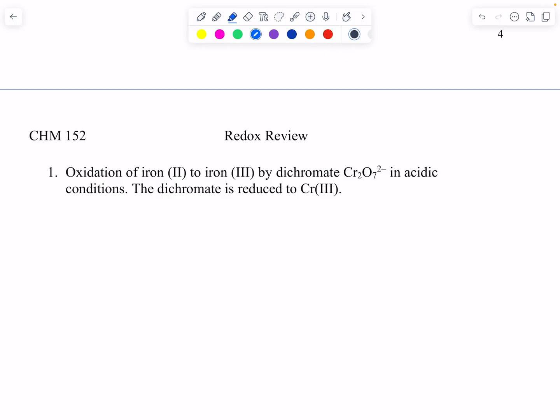I want a highlighter. So, oxidation of iron 2 to iron 3. So iron 2 is going to iron 3 by dichromate, which is going to be reduced in acidic conditions, and the dichromate is reduced to chromium 3. So when we talk about oxidation, our oxidation is going to be what? Iron 2, Fe2+, and iron 3, Fe3+.